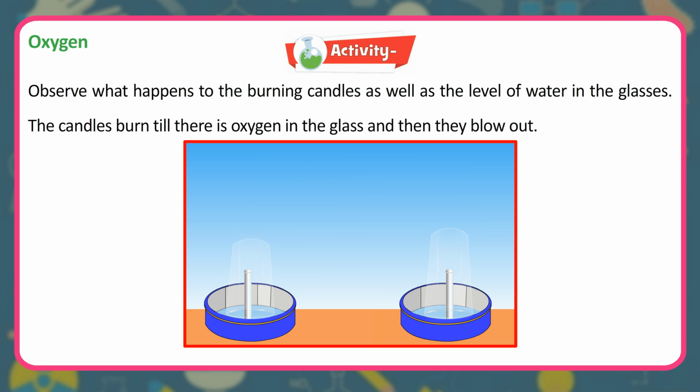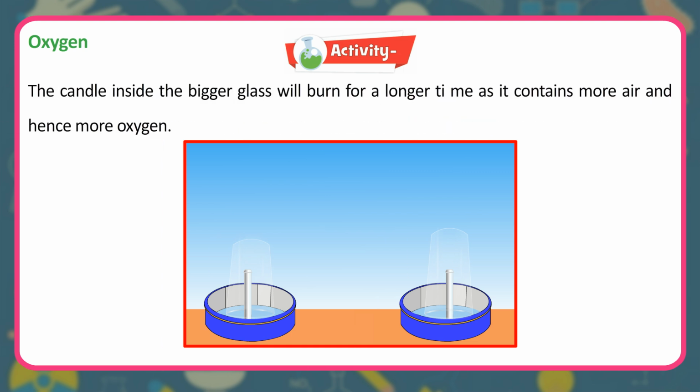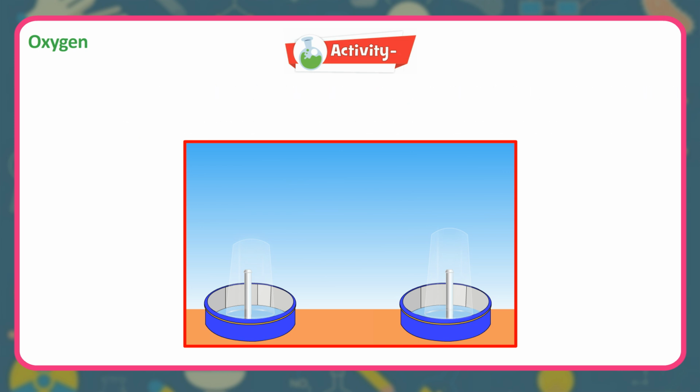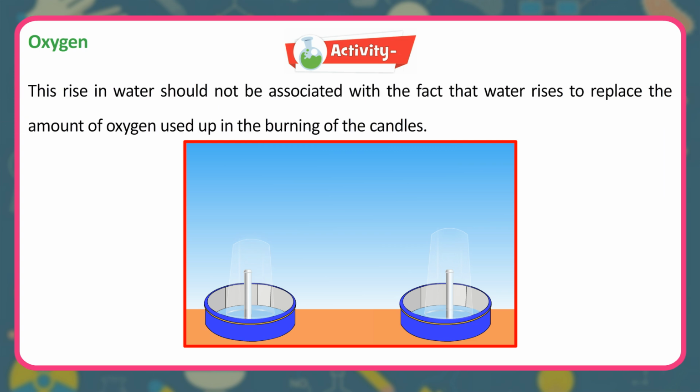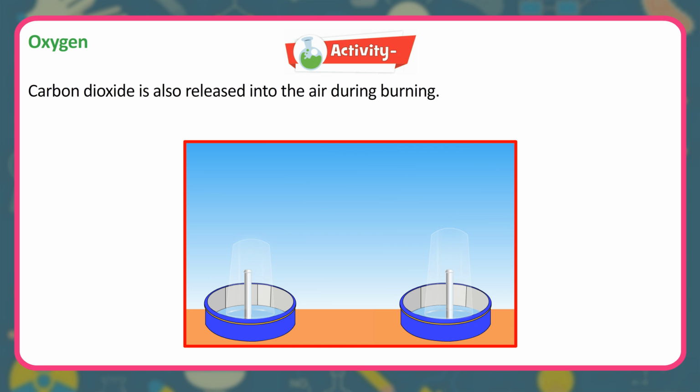The candles burn till there is oxygen in the glass and then they blow out. The candle inside the bigger glass will burn for a longer time as it contains more air and hence more oxygen. Once the candles blow out, water rises in both the glasses. This rise in water should not be associated with the fact that water rises to replace the amount of oxygen used up in the burning of the candles. Carbon dioxide is also released into the air during burning.